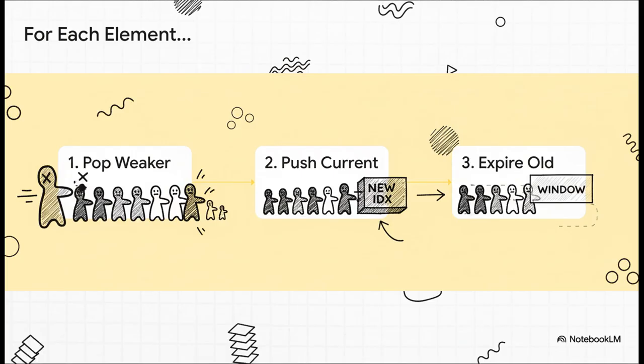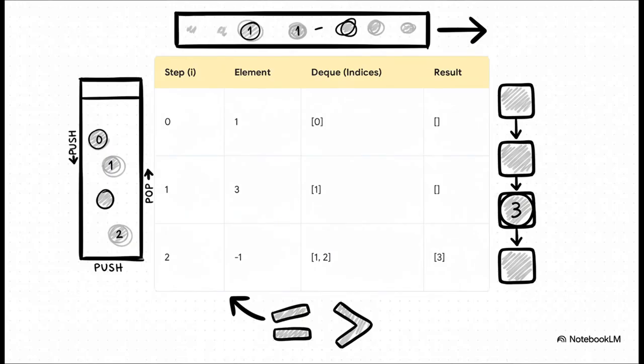First, we look at the back of our queue and kick out anyone who is weaker than the new element arriving. Second, we add the new element's index to the back of the line. And finally, we just do a quick check at the front to see if the oldest element is past its expiration date and needs to be removed. That's it. All right, let's trace this out.